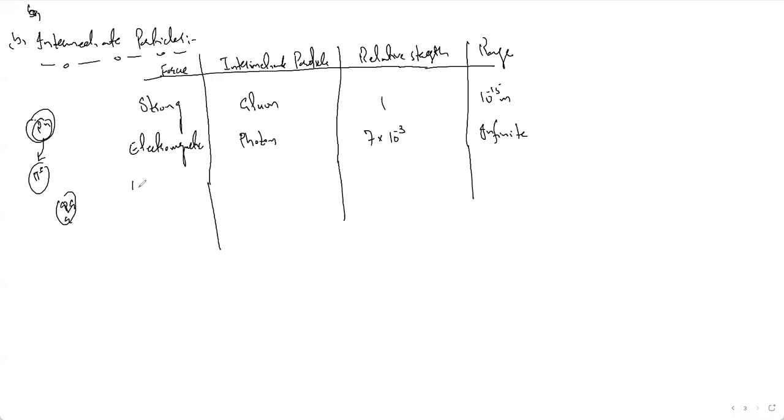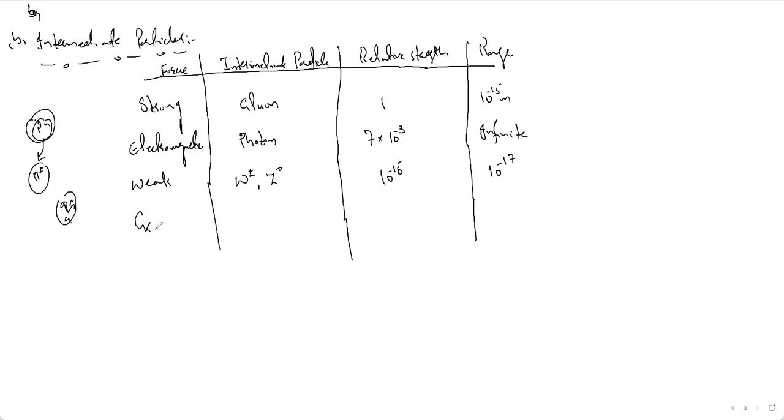Then we have the weak interaction. For the weak interaction, there are actually three different mediating particles: the W plus minus bosons and the Z0 boson. We are going to discuss this weak interaction in detail in the next unit. The strength is very weak, that's why we call it a weak force, 10 to the power minus 15, and the range is of the order of 10 to the power minus 17. This weak force is responsible for the beta decay and all that.